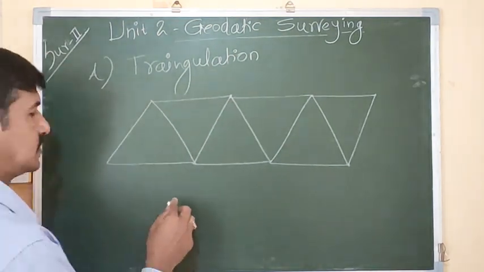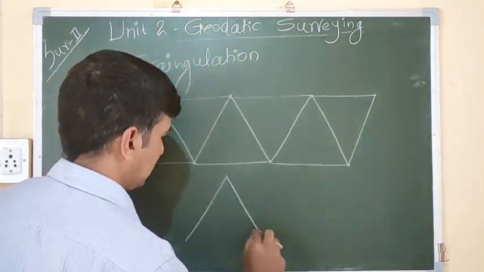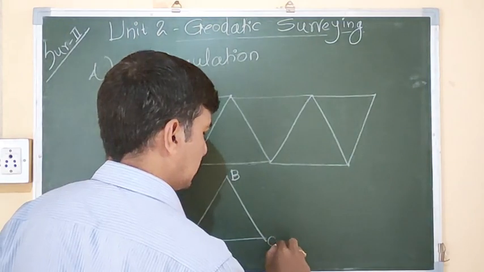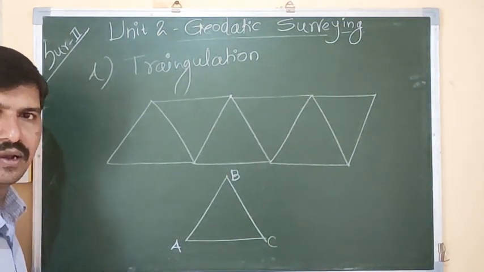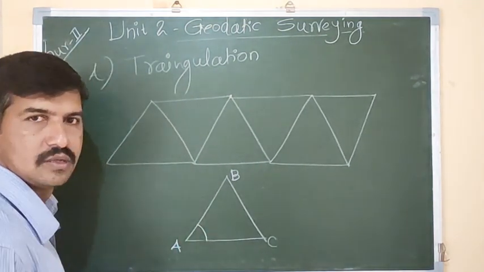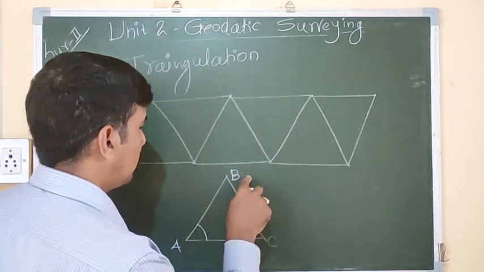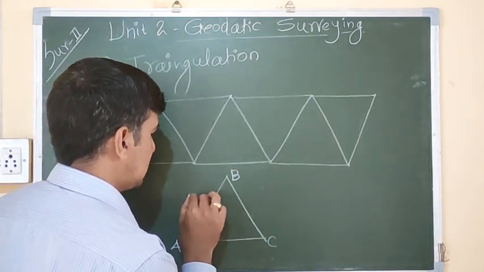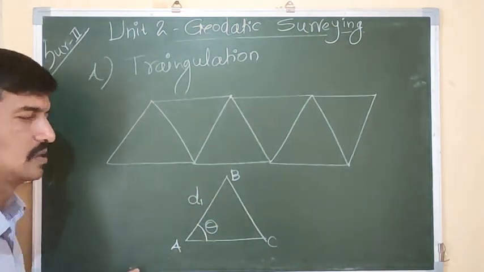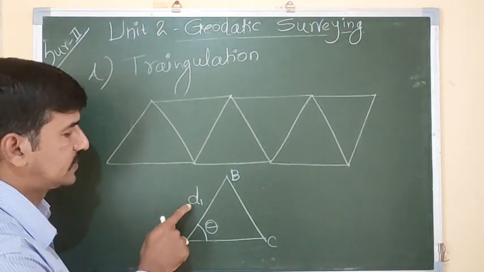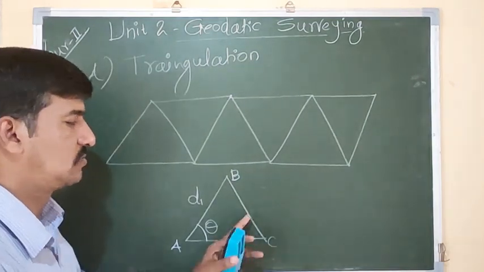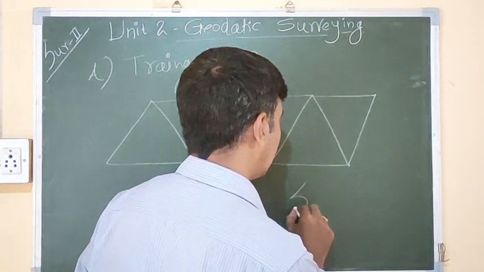Why? Because why triangle, second year? So if you consider this triangle, say triangle A, B and C. A triangle has a property that if we know one angle, say angle A, and if we know one side, say the distance is D1, and this angle is theta. So by knowing one side and one angle, we are able to find out the remaining two sides. We are able to find out the remaining two sides by sine rule.